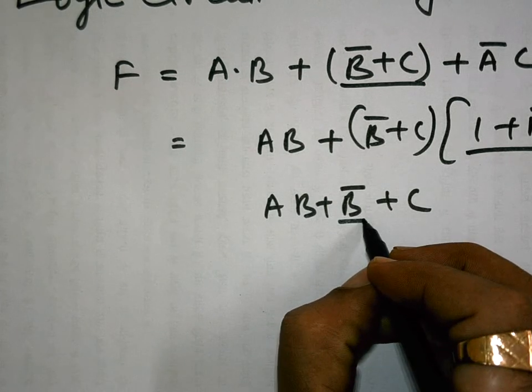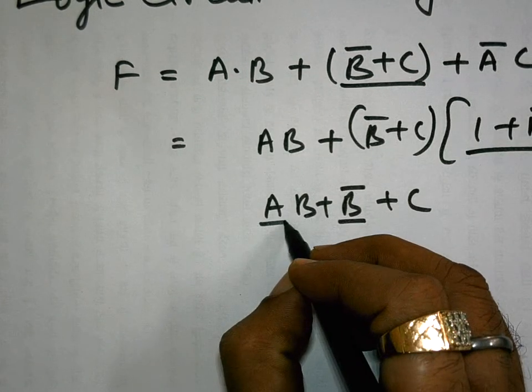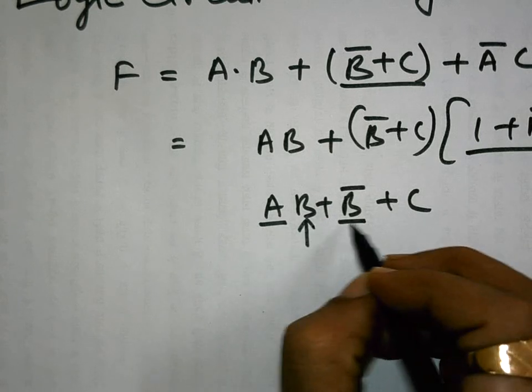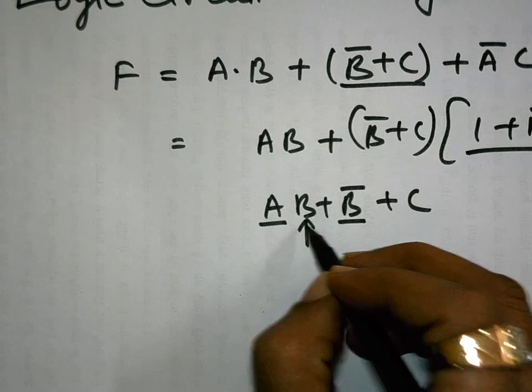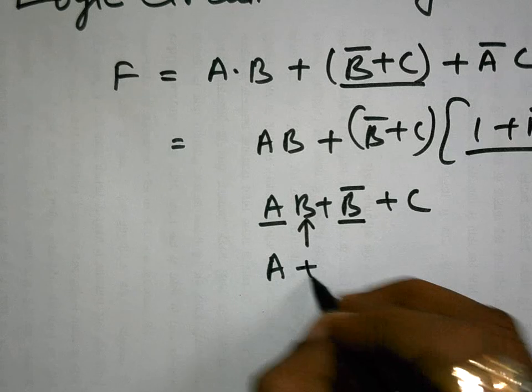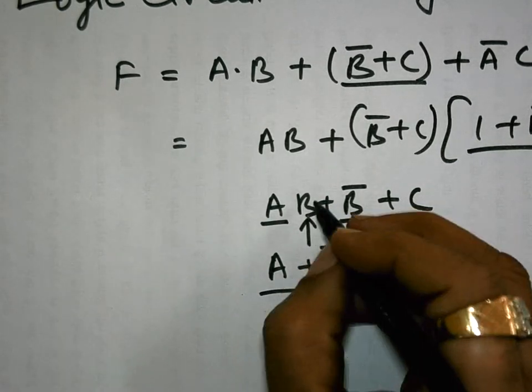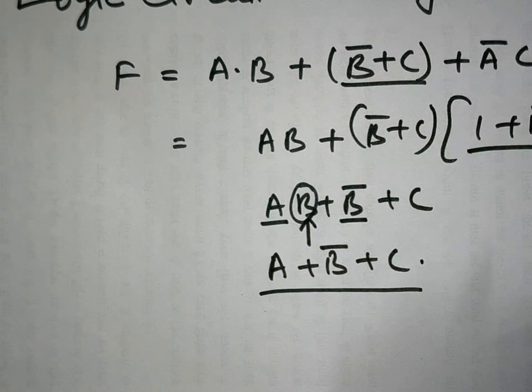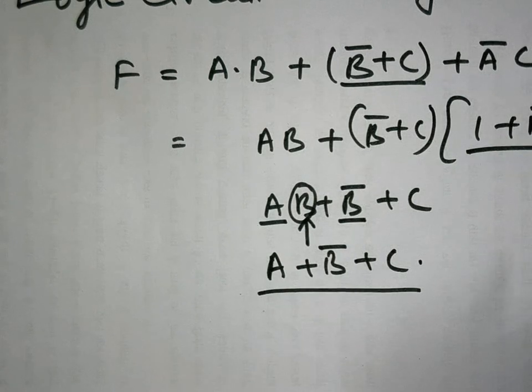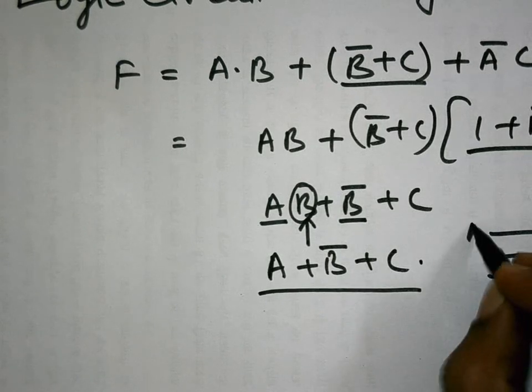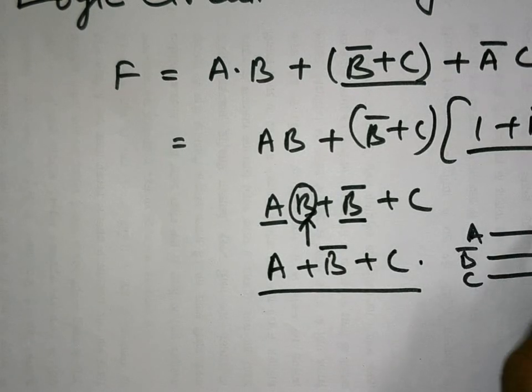A B plus B bar plus C. In this expression, B is the complement of B bar, so this has no meaning. This is a redundant term, so it can be eliminated. So the final expression is A plus B bar plus C. It is very simple to realize this circuit. A, B bar and C are applied to a simple gate.